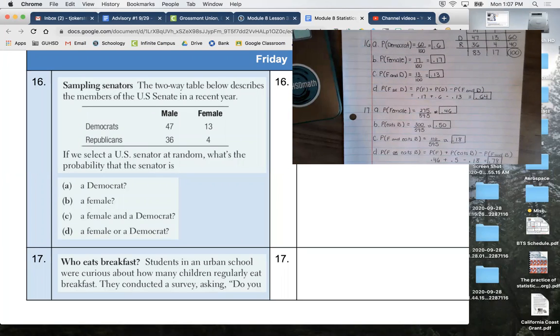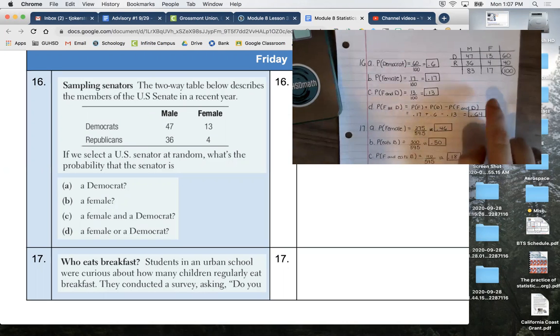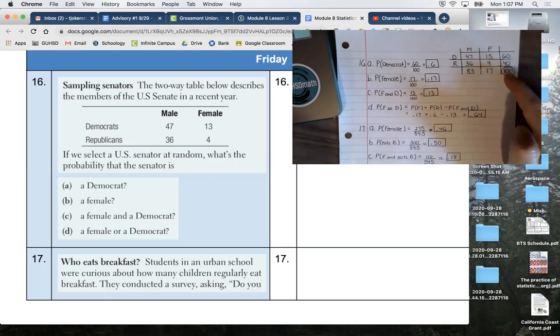Okay, so we have two problems that we're going to be working on here where we have two-way tables. These are really useful, but before you can really use them, you need to make sure you do the totals. So that's what I've done here. I've taken this table right here and I've totaled across.